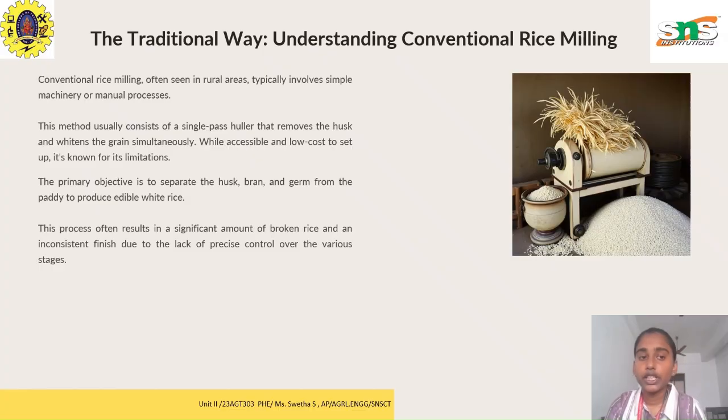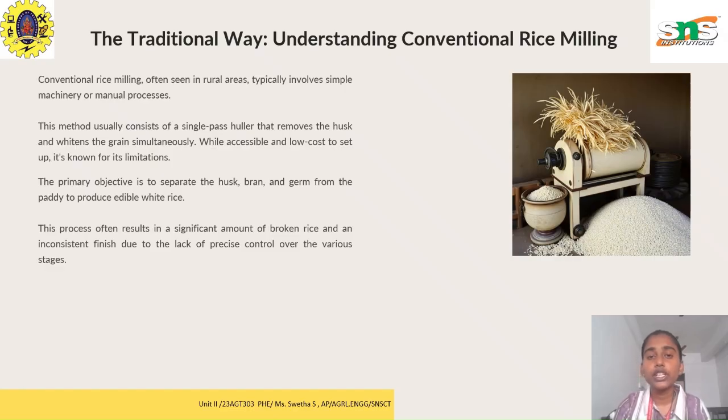The traditional way. What is the traditional way? It is conventional rice milling. It is often used in rural areas. Typically, it involves simple machinery or a manual process. Generally, we have seen this in villages, right? This method usually consists of a single pass huller that removes the husk and whitens the rice, and we can get our milled flour. The primary objective is to separate the husk, bran, and germ from the paddy to produce edible white rice. This process often results in a significant amount of broken rice and an inconsistent finish due to the lack of precise control over the various stages.